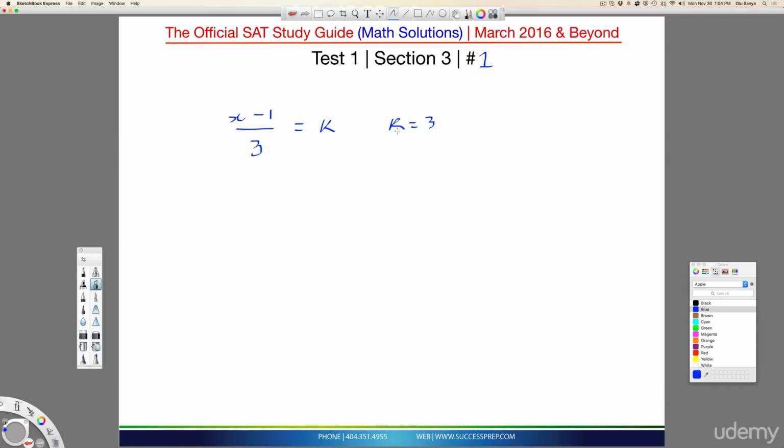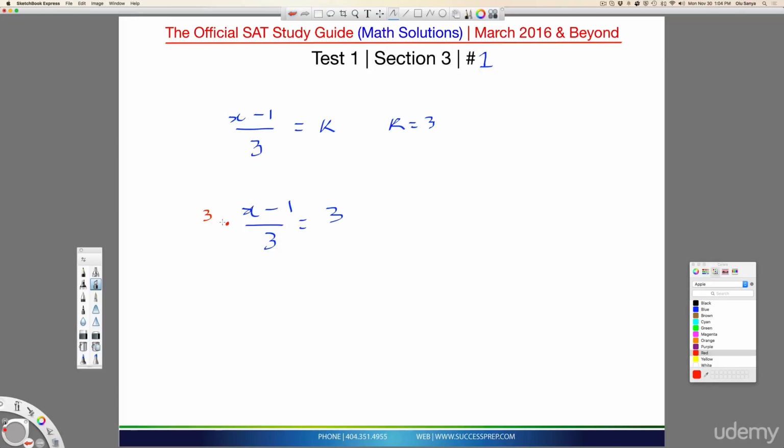So all we need to do here is, if they're telling us this k is equal to 3, just plug that 3 in here, right here. So that allows us to then have (x minus 1) over 3 is equal to 3. Now, in math, anytime you see a denominator like this in a fraction form, you generally want to get rid of that denominator. So you multiply by 3 there.